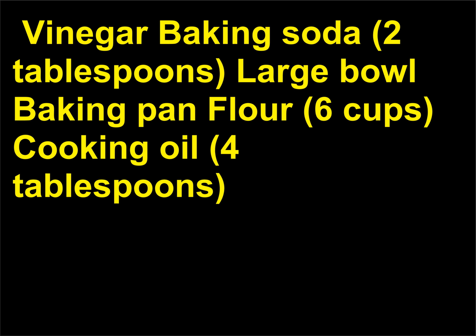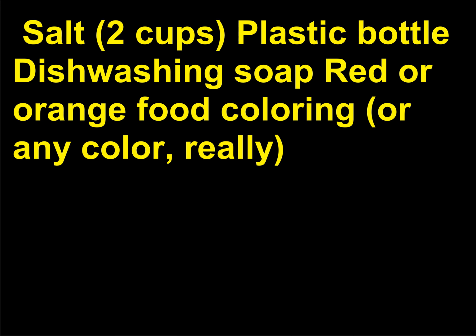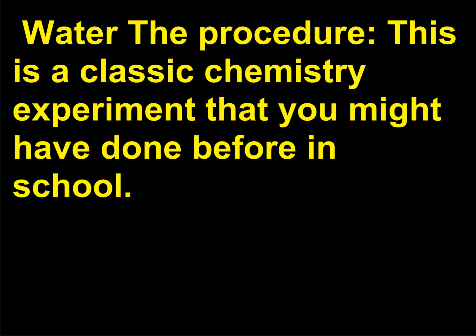Vinegar, baking soda, 2 tablespoons, large bowl, baking pan, flour, 6 cups, cooking oil, 4 tablespoons. Salt, 2 cups, plastic bottle, dishwashing soap, red or orange food coloring, or any color, really. Water. The procedure. This is a classic chemistry experiment that you might have done before in school.